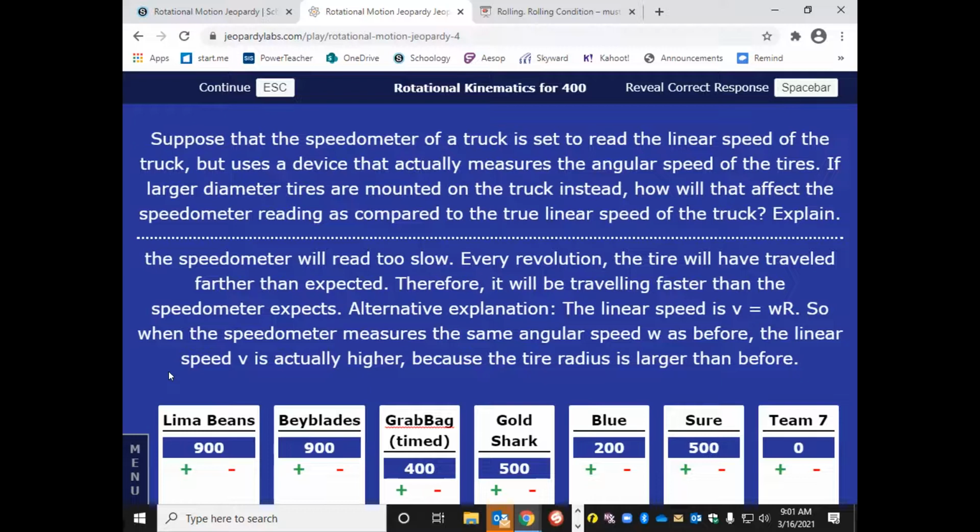Here's another way to think about it, right? In a smaller wheel, let's say you have a wheel that turns once in a meter, right? If you get a bigger wheel, if you go around the whole thing, you'll have gone further than a meter, right? So you'll actually be going farther than the speedometer thinks you have gone. So points go to Beyblades, Grab Bag, Gold Shark.